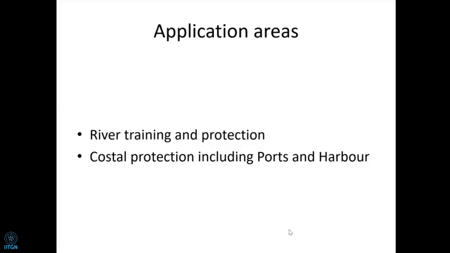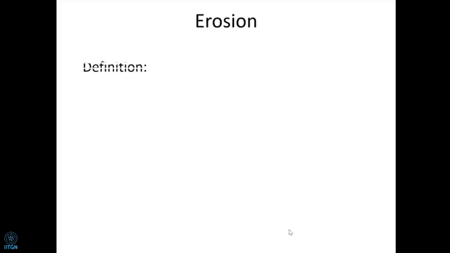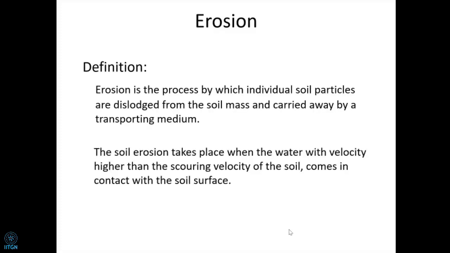and harbors. River training, the word we use is train, because you must have seen the river as it approaches the coast or the sea, it starts meandering, and that is where a lot of problems happen. So we have to train the river to flow straight, not to meander. So that's why it is called river training. Basically, what is the issue?